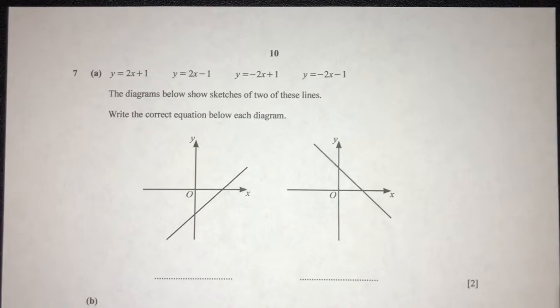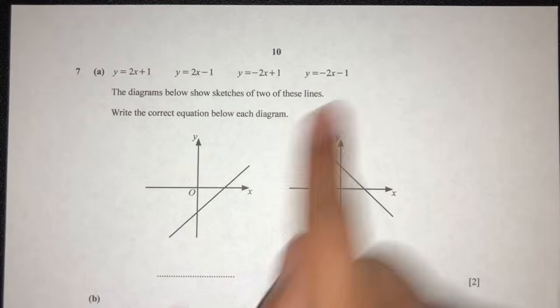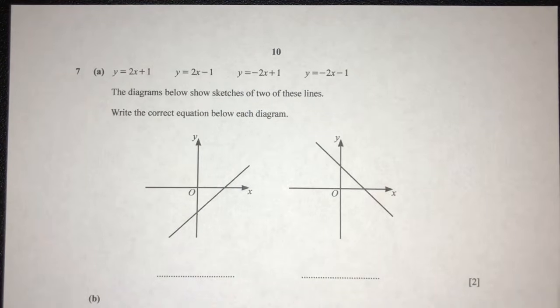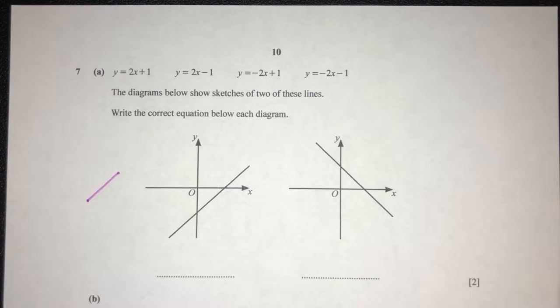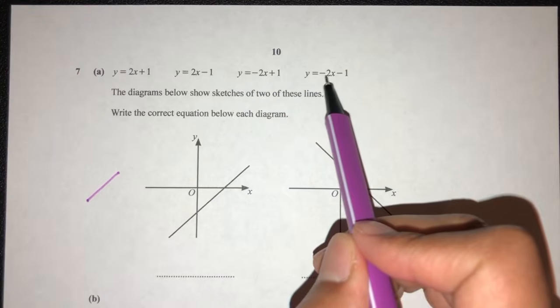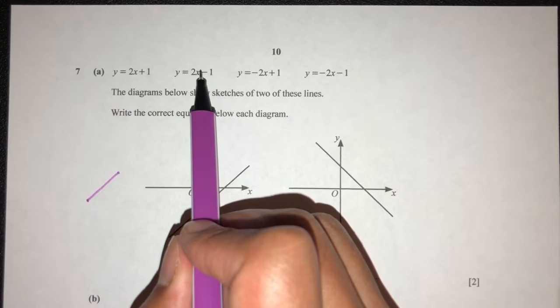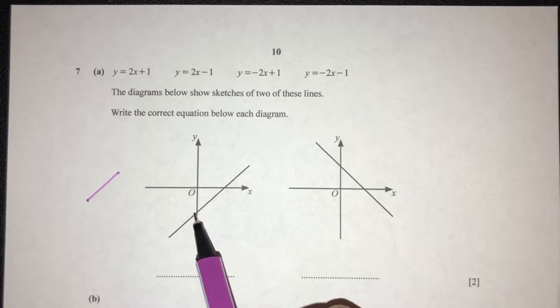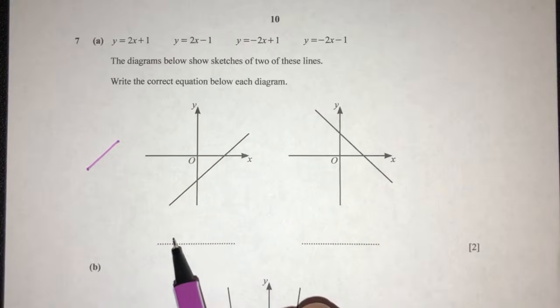Now let's move on to question number 7. Here we have a few equations of straight lines, and we have to find the correct one. Pretty easy. For the first one, as you can see, the line is going up, which means the gradient has to be positive. Here we have negative, negative, so it is not those two. Now we have to choose between those two. The y-intercept is below, on the negative side, so we have to choose minus 1. That will be y equal to 2x minus 1.